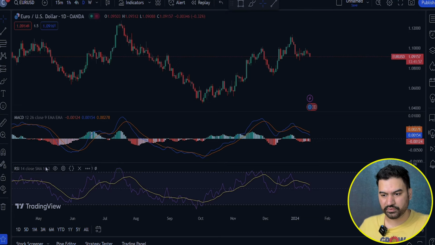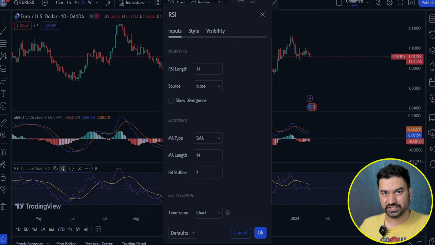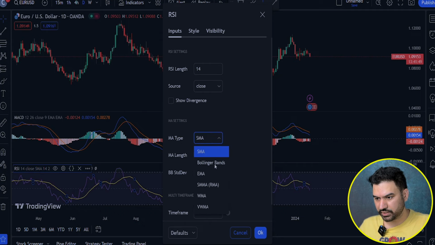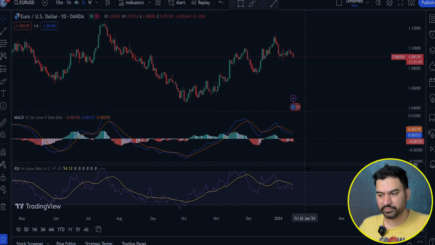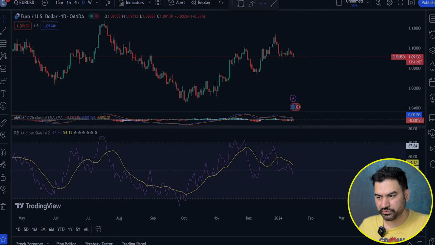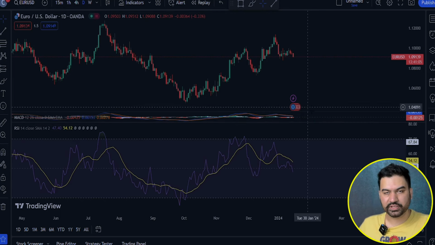So just click on the setting button and you can change from simple moving average to exponential moving average, such as I will do here. I will click on this one and change from simple moving average to the exponential moving average. Then if you want to change the length of the time period, you can change that as well, but I will keep this one as default.